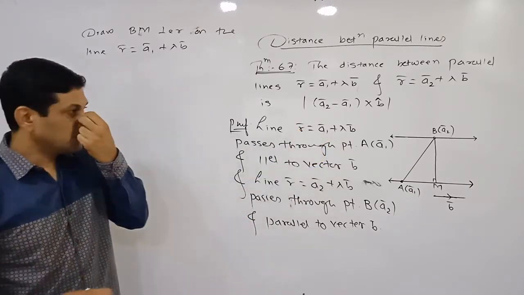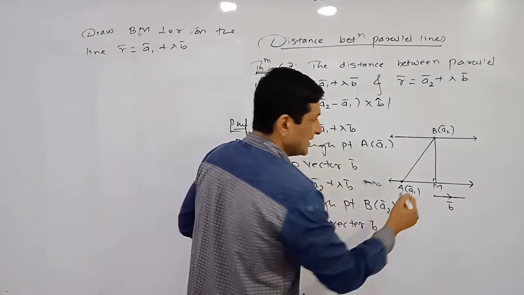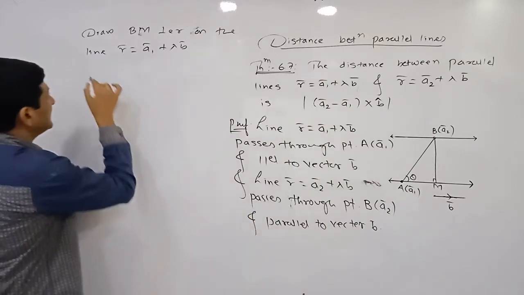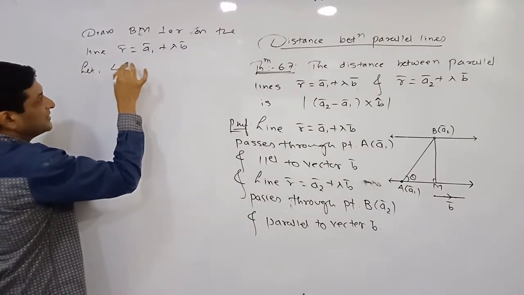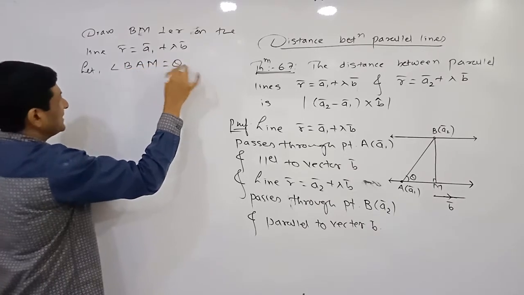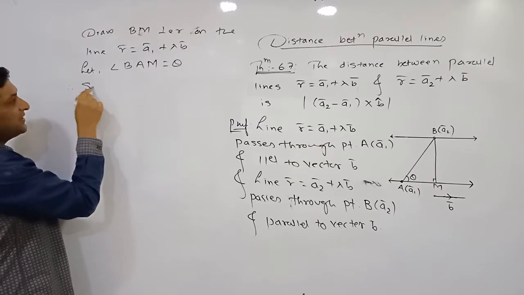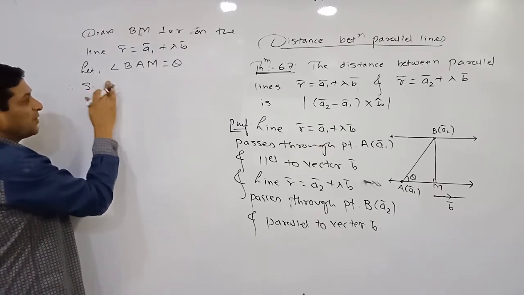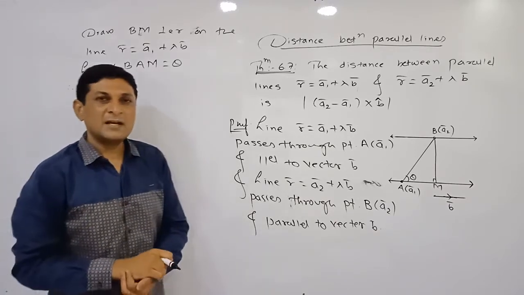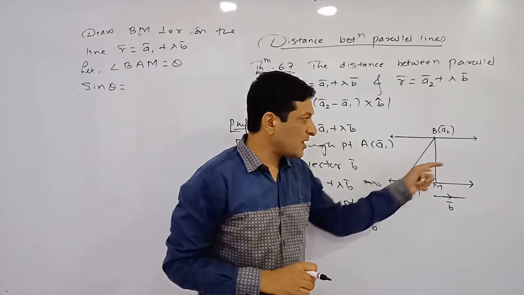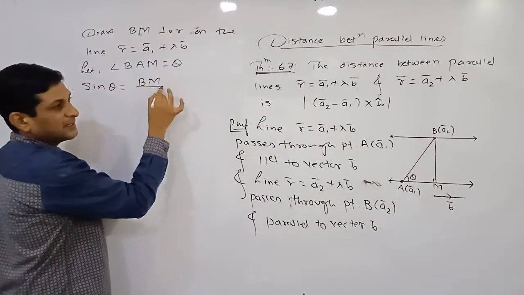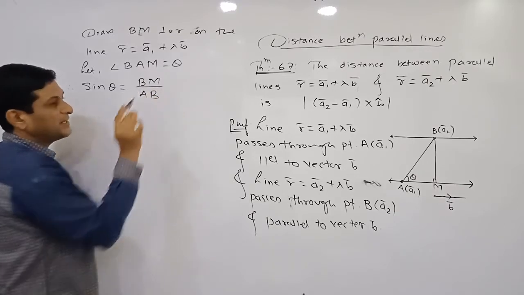Okay. So now here we will denote this angle BAM by theta. So let angle BAM be equal to theta. Therefore sine theta is equal to, let us see what result we are getting here. Here we have one right angle triangle, and we know that sine theta is defined as opposite upon hypotenuse. Means here we will get BM upon AB.